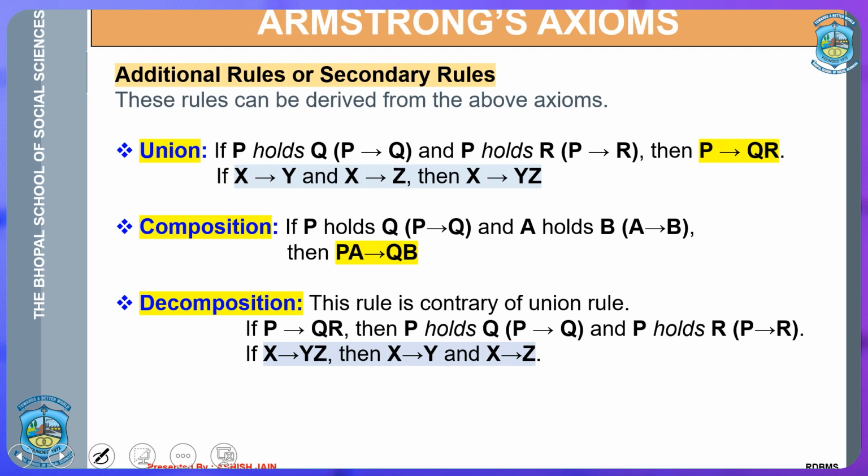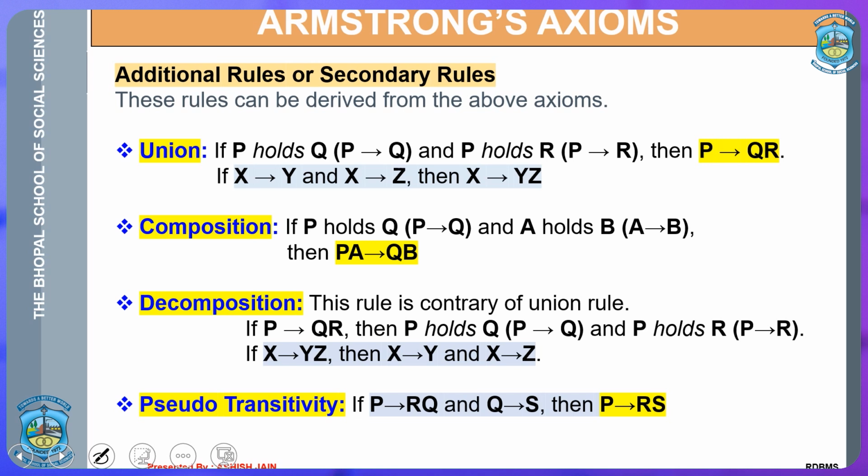Similarly, if we have the functional dependency for variables x, y, z such that x tends to y, z, I can decompose it as x tends to y and x tends to z. The next property is pseudo transitivity. It is a bit important. Sometimes we may require this property quite often.